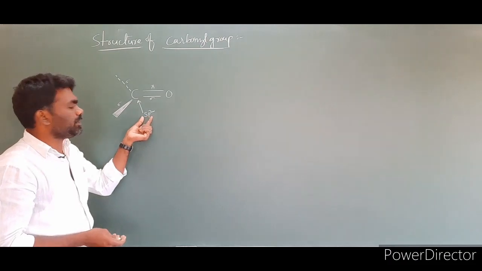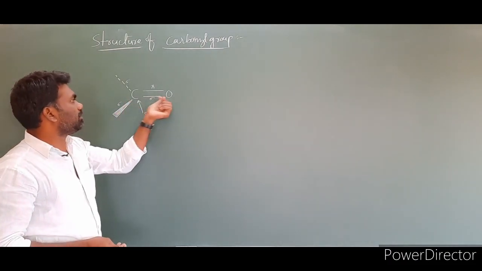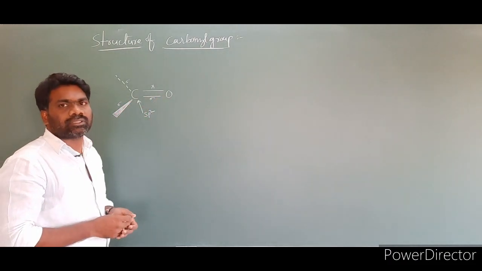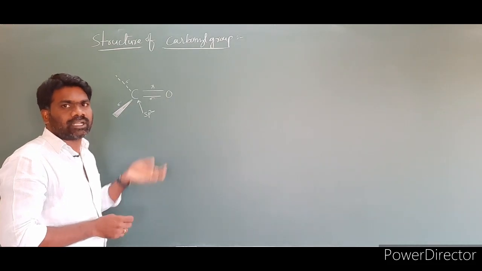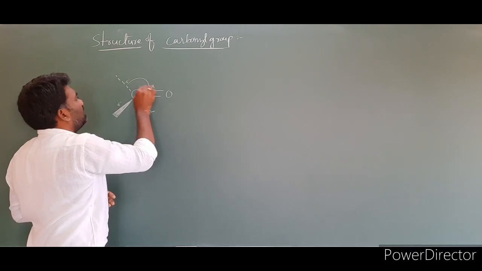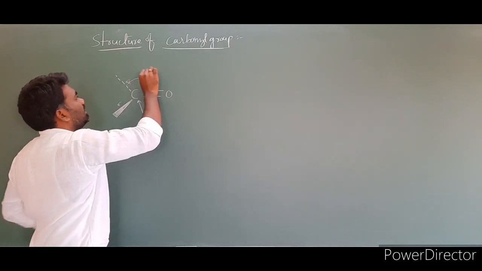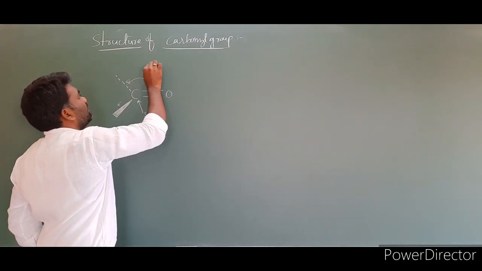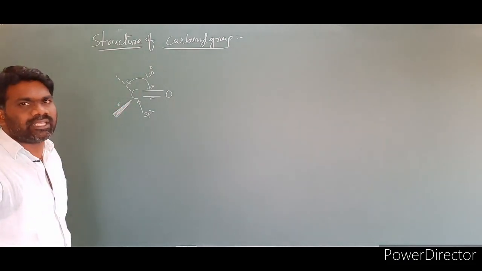So due to sp2 hybridization, this carbonyl group has a trigonal coplanar structure, simply a trigonal planar structure. The bond angle between any 2 atoms is taken as 120 degrees.